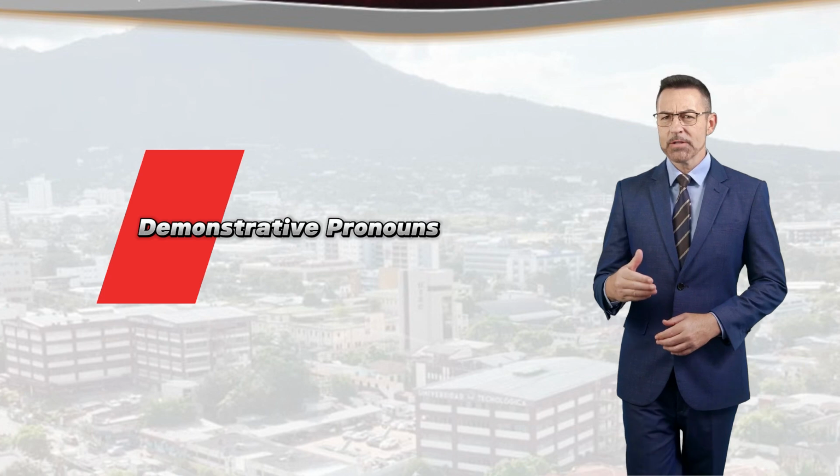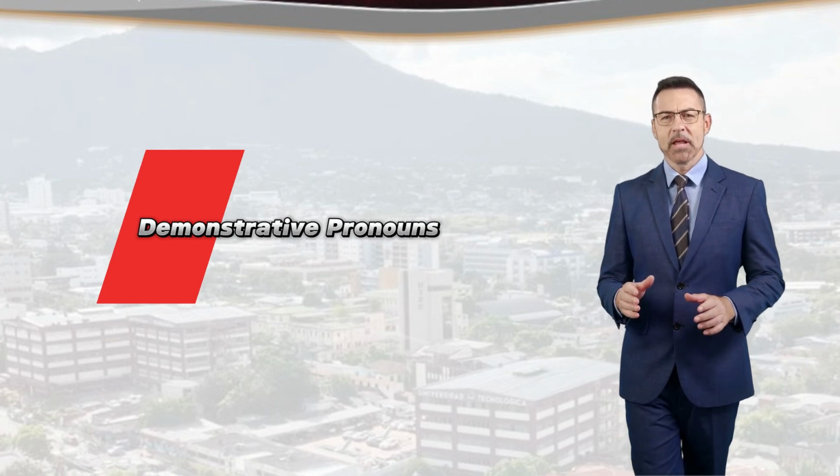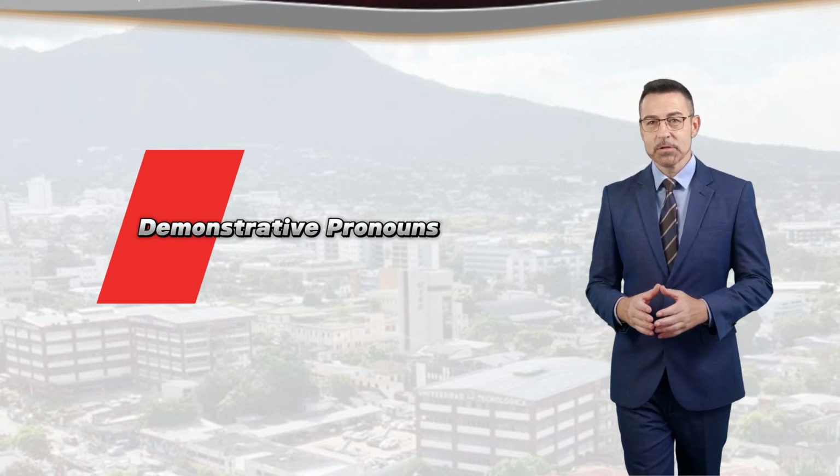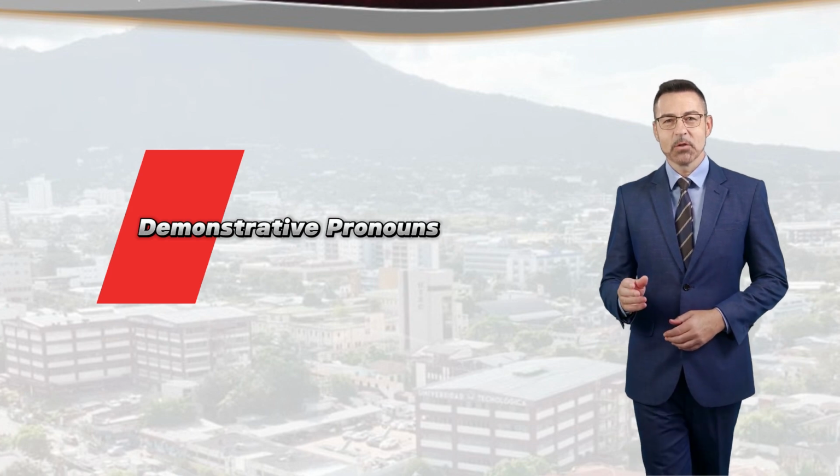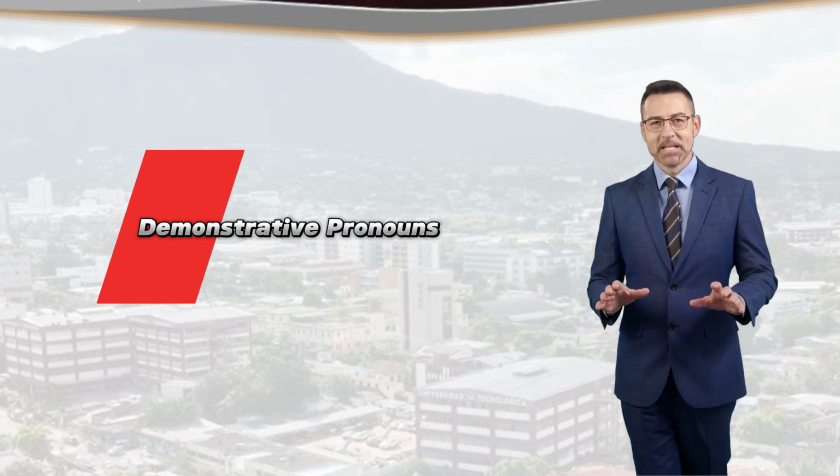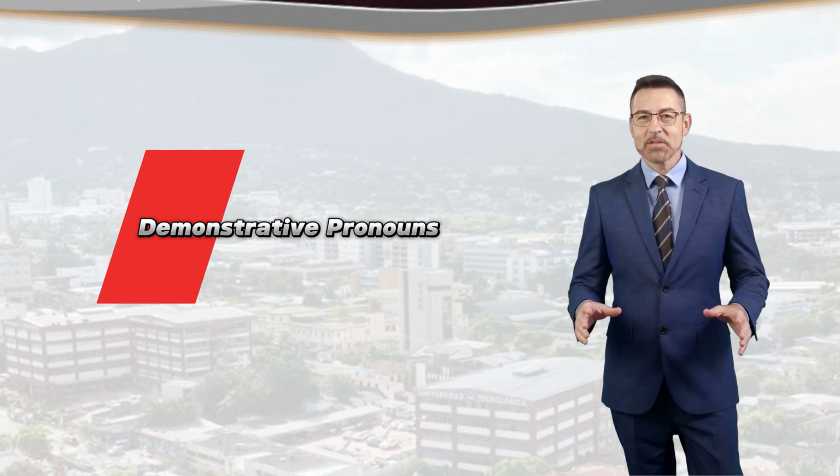Demonstrative pronouns. Demonstrative pronouns point to specific things or people. They help us indicate whether something is near or far in terms of distance or time. Examples include this, that, these, and those.